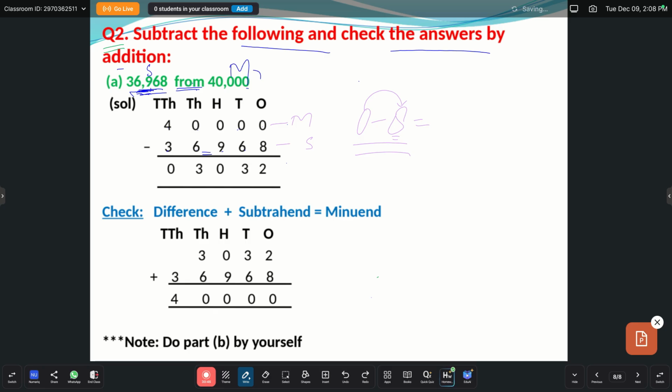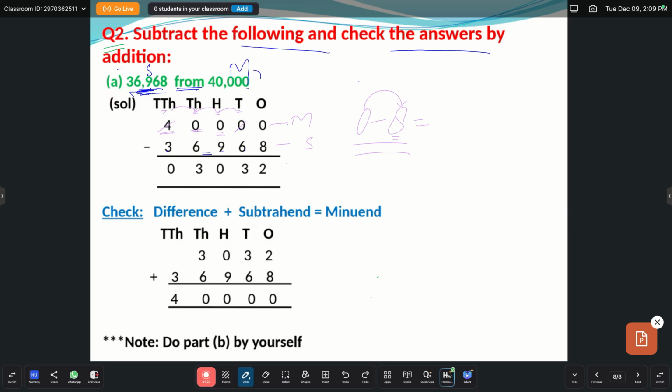I will borrow. I'll go to the tens and ask him to give me 1, but this tens is itself 0. Now this tens will ask the hundreds to give him something, but here it's again 0. Now it will ask the thousands, it's again 0. Now this thousands will ask the 10,000s. Here we are having 4 10,000s, so this will give 1 to the thousands.